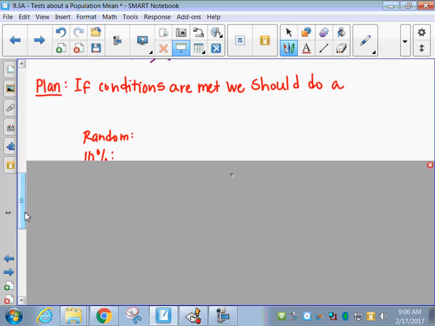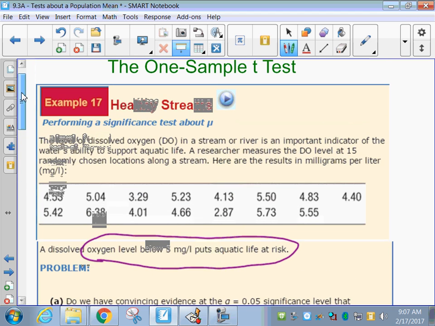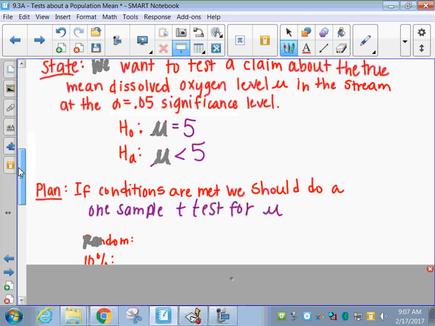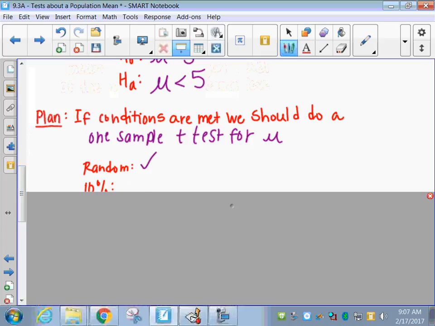All right, if conditions are met, we should do, so last time we did a one sample z-test for proportions. So Taylor, what do you think this one's called? Yep, very good. So it's a one sample t-test for mu. Okay, so we check random, and we go up to the top, and it says that he's doing randomly chosen locations along the stream. So we have a random.